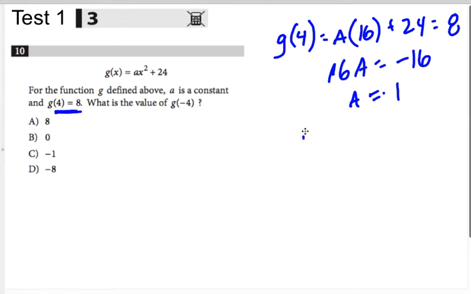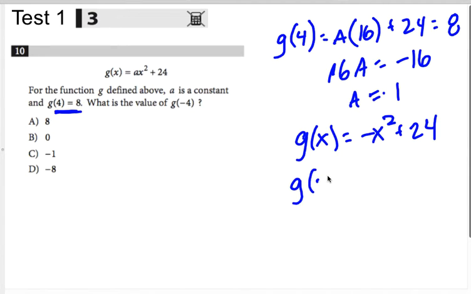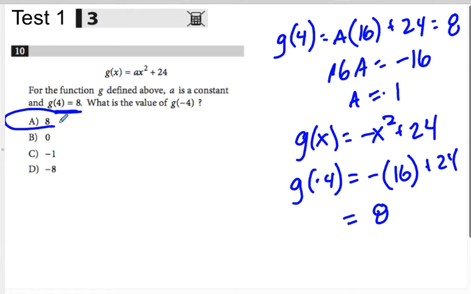Once I know that g(x) is -x² + 24, right? And then g(-4) should be the negative of 16 plus 24, so it's also 8. Now that's one way to do it. That's the longer way, right?